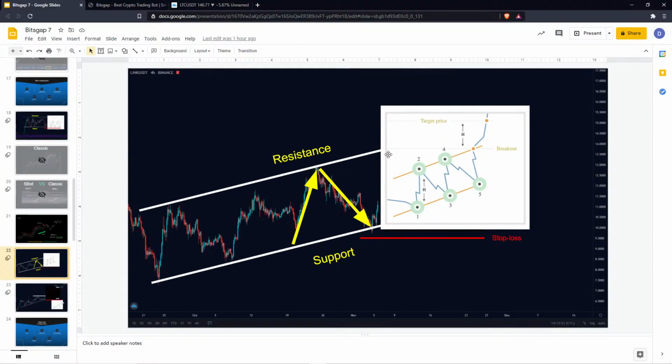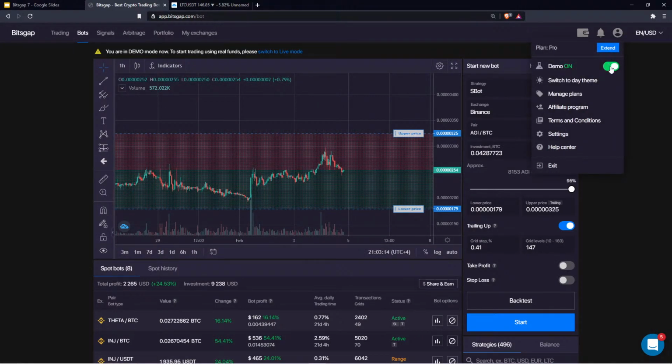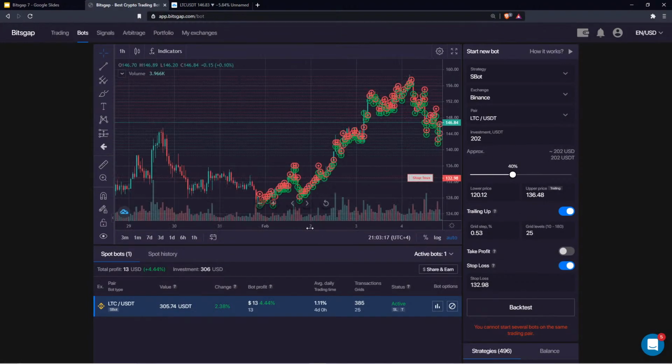So it's not the only pattern that you can recognize on the market. There are actually around 40 patterns that exist on the market. For example, let me show you my real trade. Let's just switch to the real account. You see I have Litecoin trading to USDT.